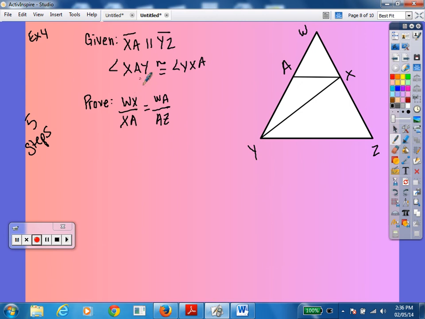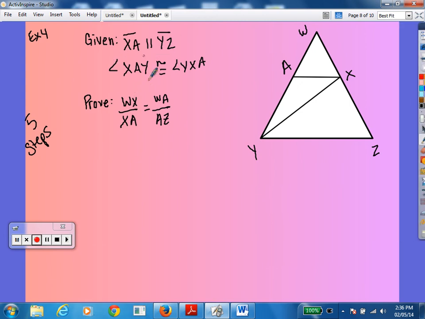Okay, so now we're going to use this information in a proof. So let's determine, given this information and what we're supposed to prove, which of the 3 theorems we're going to use. And this is a 5-stepper. Okay, so let's start off with XA is parallel to YZ. So that's side splitter right there. So remember, this is A, this is B, this is C, this is D. That's what that information gives us.